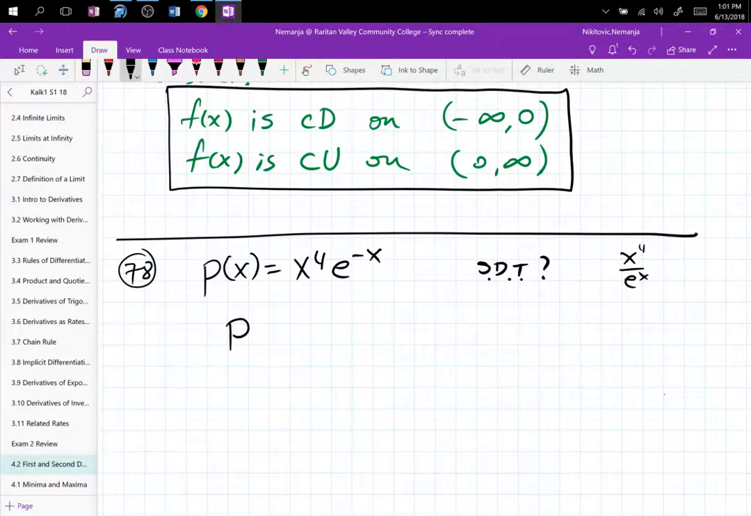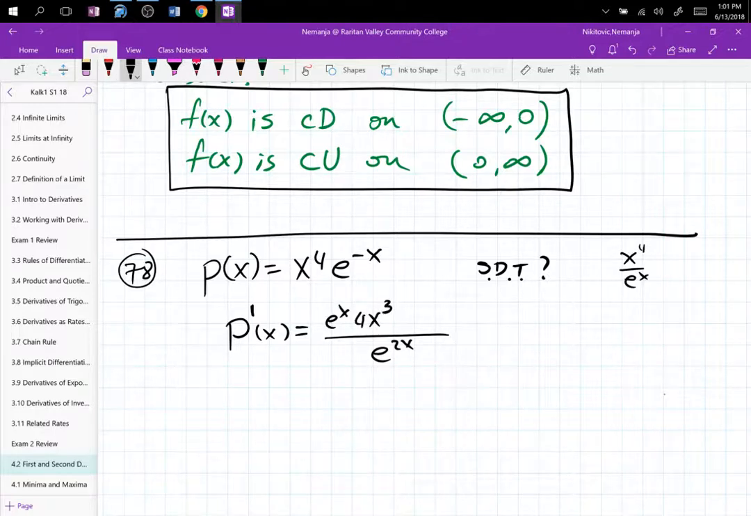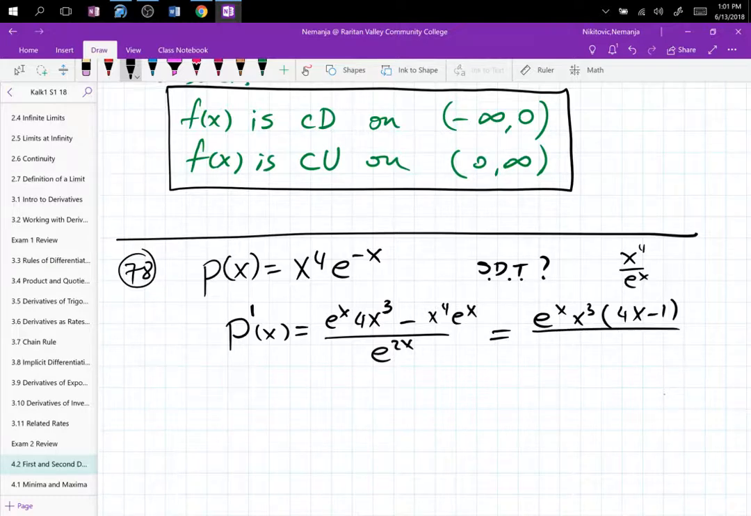So p prime of x, the first derivative, is going to be e to the x times 4x cubed, minus x to the 4 times e to the x, all over e to the 2x. Then we factor out e to the x times x cubed, and what's left is 4 minus x, divided by e to the x times e to the x. So we can kill one of these.